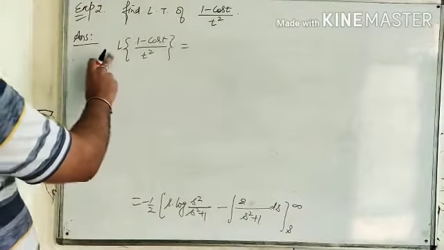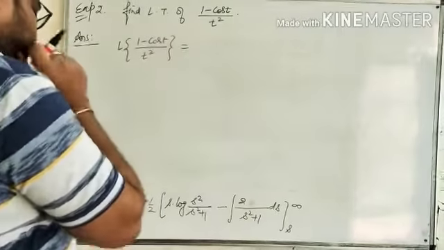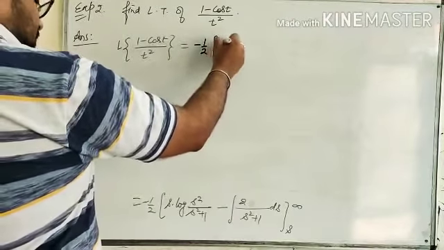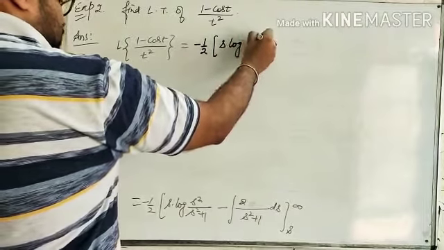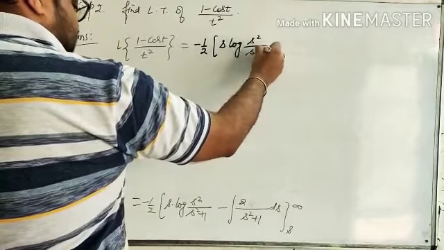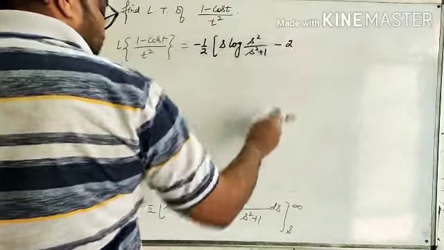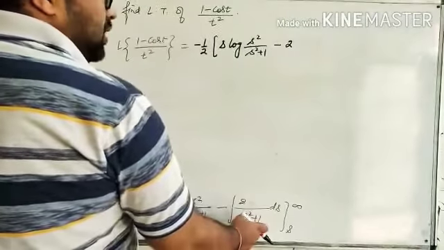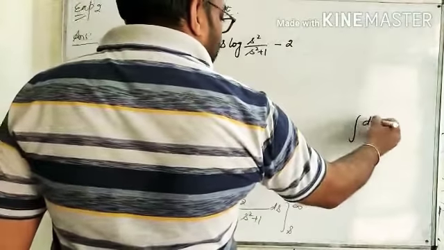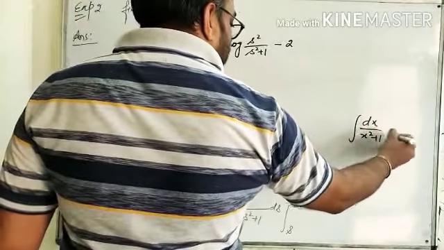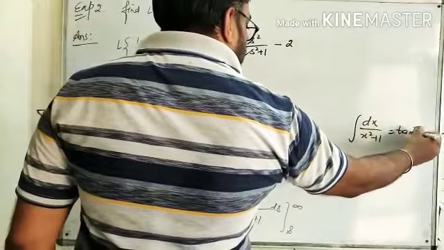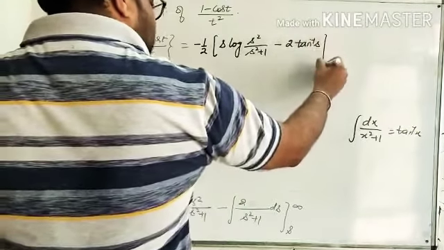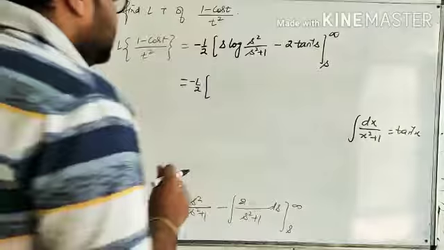So Laplace of (1 minus cos t) upon t square is equal to minus 1 upon 2 [s log (s square upon s square plus 1) minus 2 times the integral of 1 upon s square plus 1], that is, the integral of dx upon x square plus 1, that is tan inverse x. So 2 tan inverse s under the limit s to infinity.